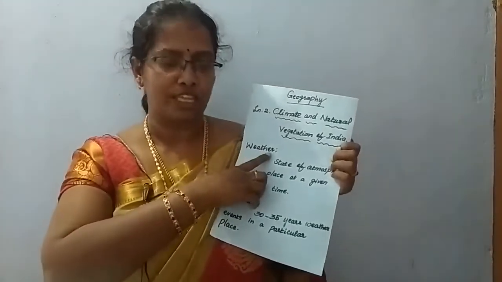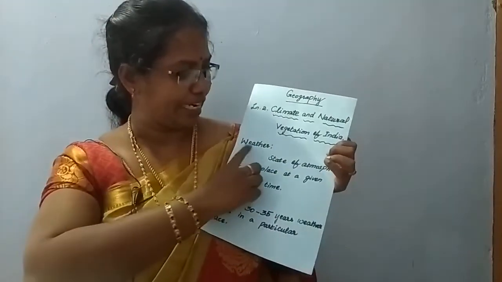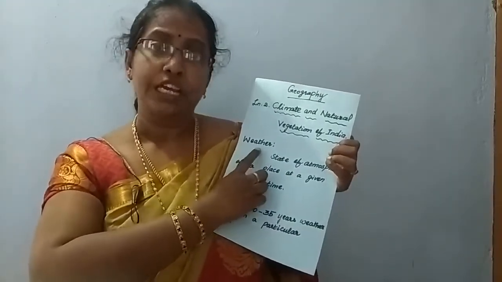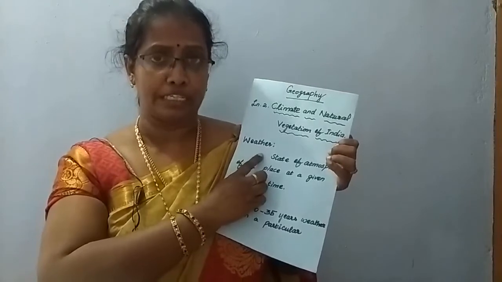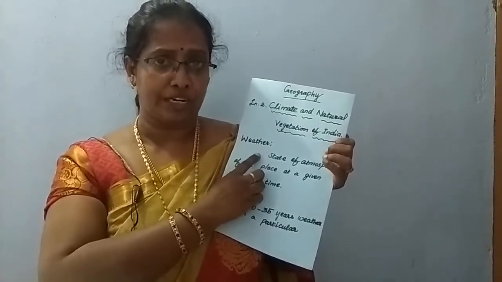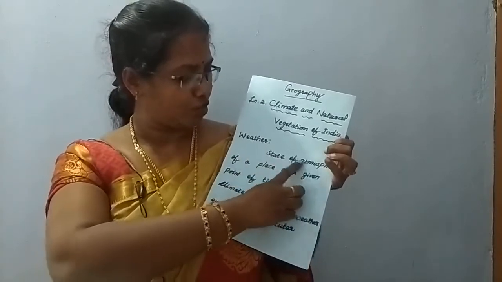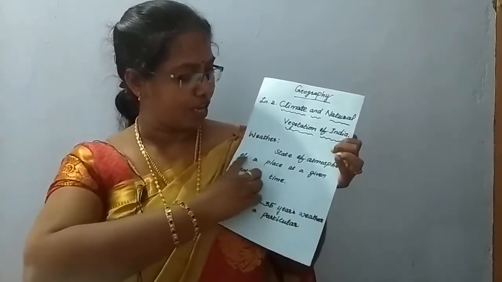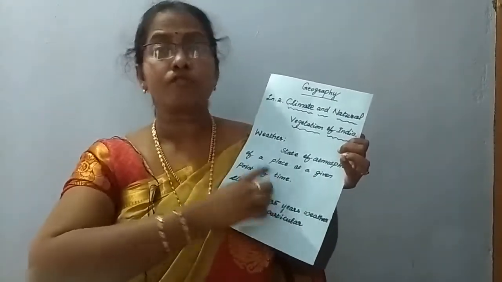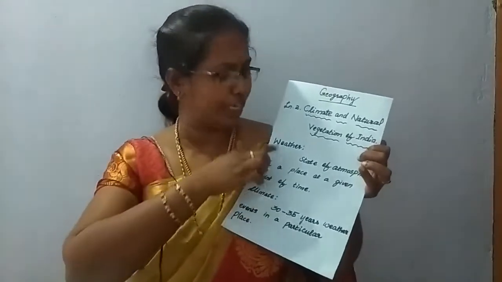What is meant by weather? A state of atmosphere. It is given in your book, in the column. You can check it when you get time, children. It refers to the state of atmosphere of a place at a given point of time. So that is called weather.